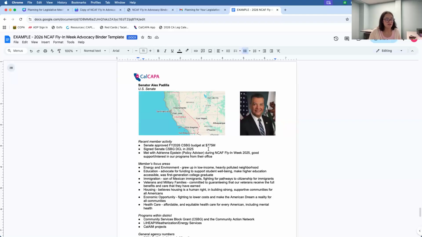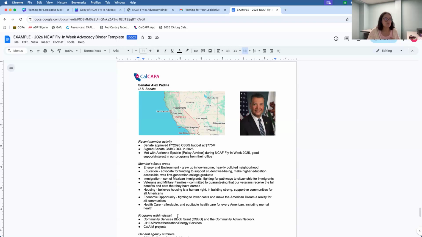And last year at NCAF, we met with Adrienne Epstein, who's his policy advisor, in the sort of work that we do during NCAF Flying Week. She just mentioned how much support the office has for our programs and interest in our programs in general. So that's kind of what I have in mind for how we recently interacted with his office.